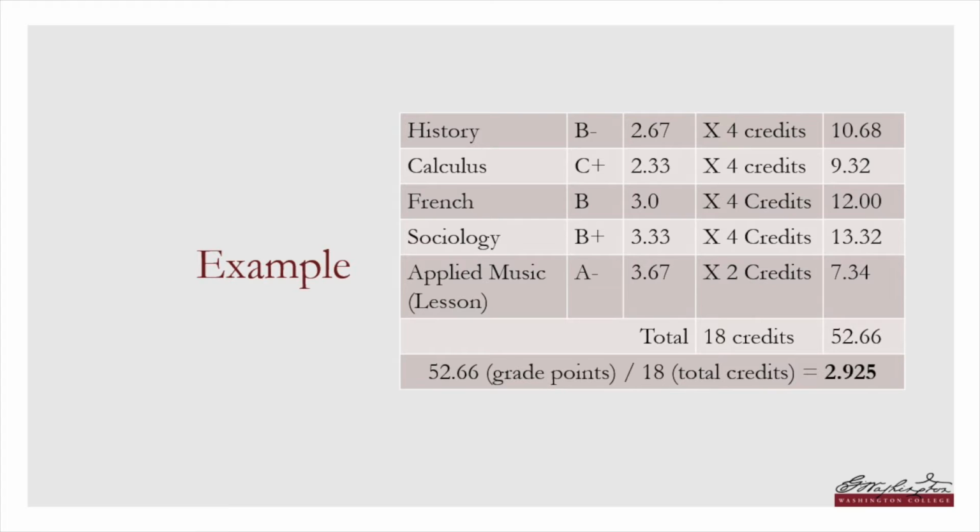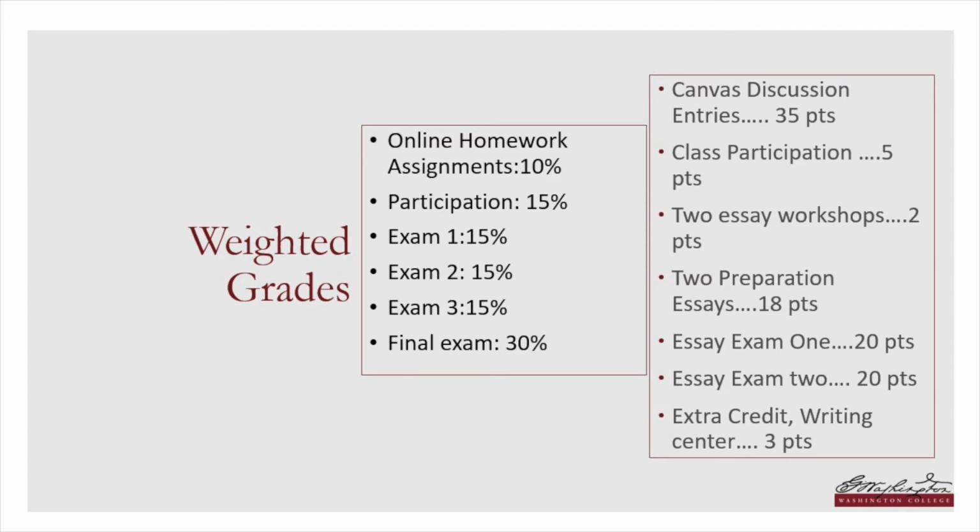Notice how the music course is much less because it's only worth 2 credits. And then I take that total that I got, which is 52.66, and divide it by the total credits and find that my GPA is 2.925, which is nearly a B average. So what I just did was take my grades from letters to numbers and back to letters. Now let's talk about how your grade is formed in each class.